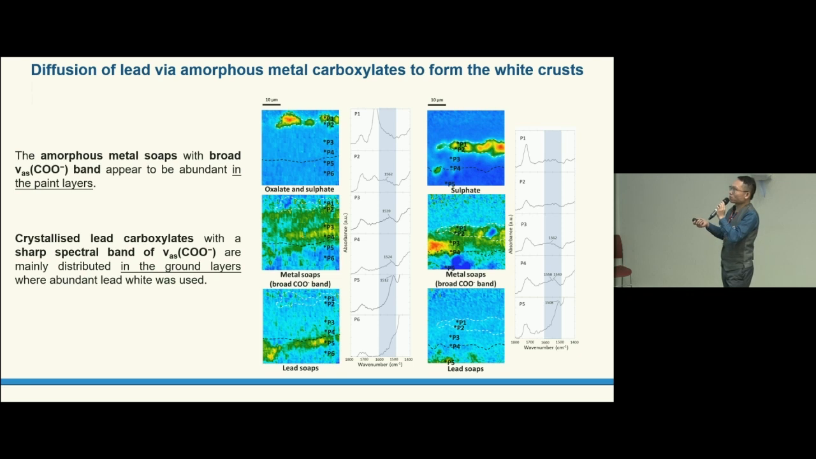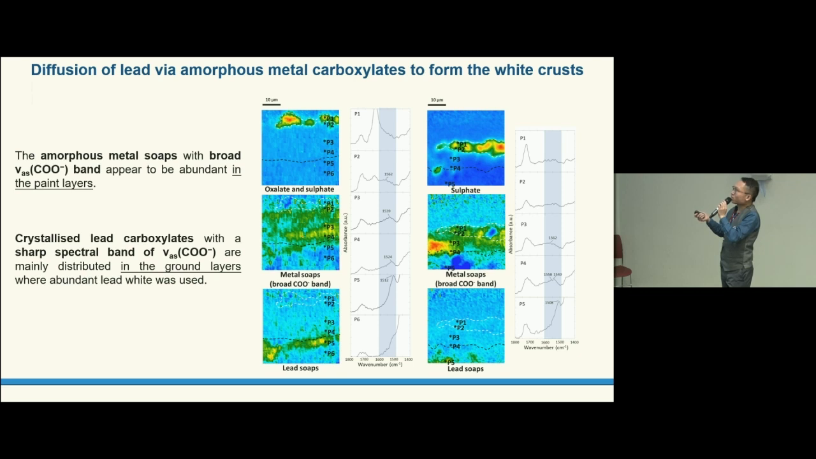And our paper is the first paper to visualize this mechanism, because we mainly observed crystallized lead soap in the ground layers, and we did not detect any crystallized lead soap in the pigment layer, while we detected amorphous soap, which can be seen as ionomers, the complex for the ions to jump or diffuse to the surface of the painting.